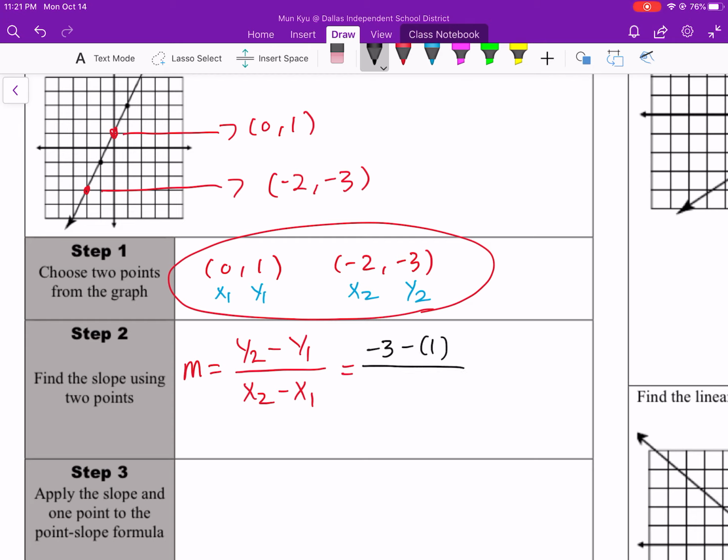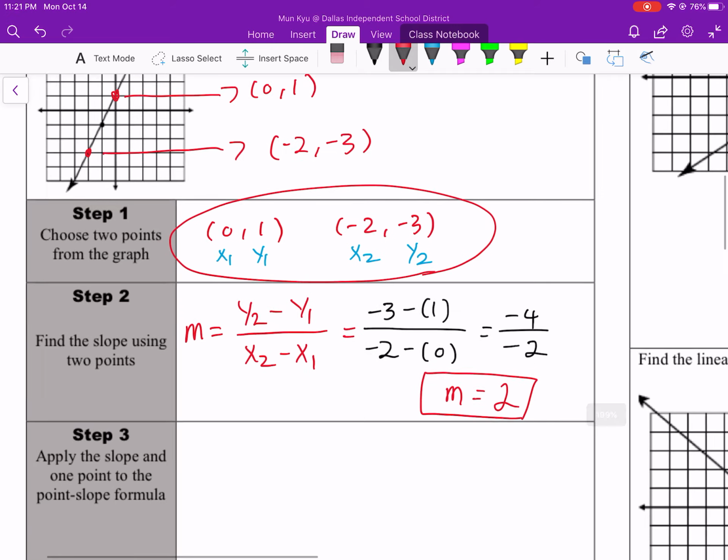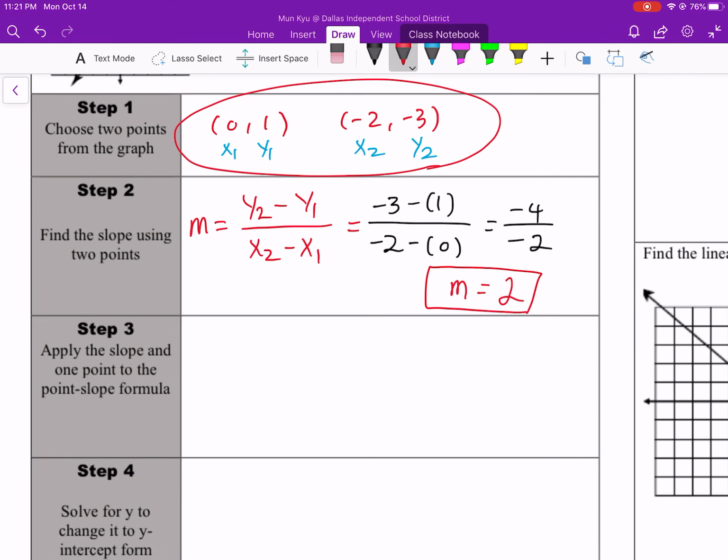Don't forget to put parentheses for the second number. x2 is -2 minus x1 is 0. And if you simplify this, -3 minus 1 is -4 over -2 minus 0 is just -2. And if you simplify this, -4 divided by -2 is going to be +2 because 2 negatives become positive. So we got the slope.